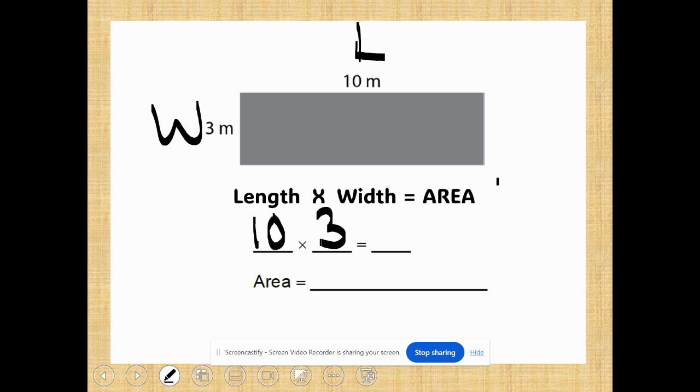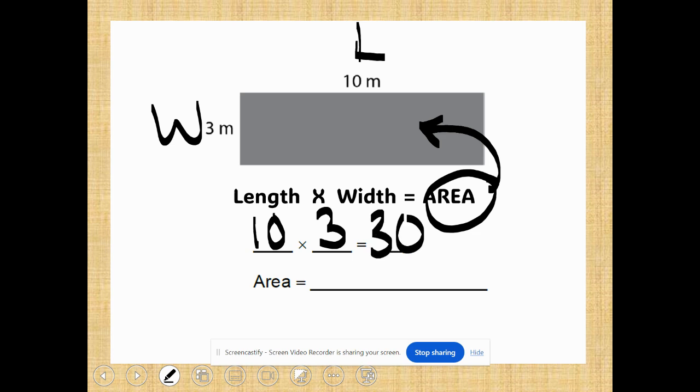And remember, area, I'm looking at what is on the inside of the shape. I'm doing the area of the inside, the surface area of the shape. So I'm going to do 10 times 3. 10 times 3 is 30. So the area for this shape is 30.